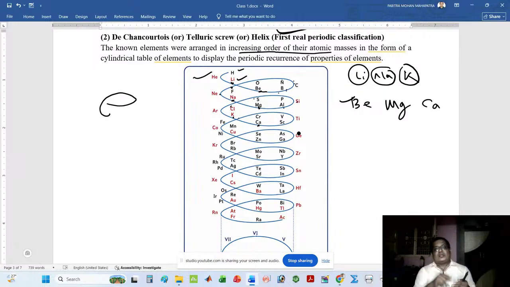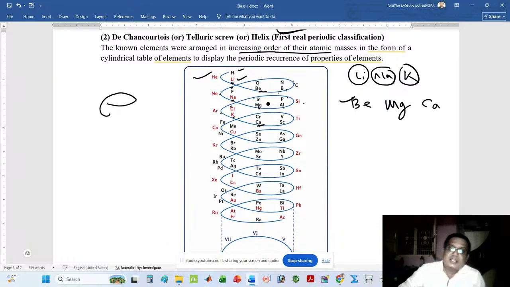Similarly, move another circle, aluminium. Next, go to the silicon, phosphorus, sulfur, chlorine, argon, potassium, calcium. When you reach calcium, the same property will again repeat. That is called reoccurrence of property of element.